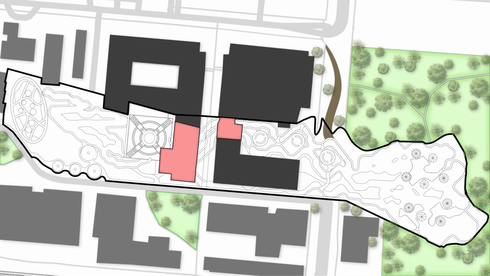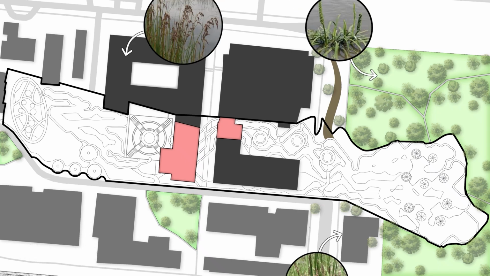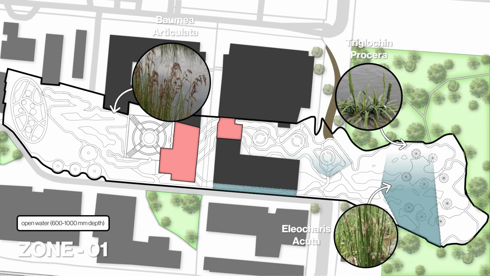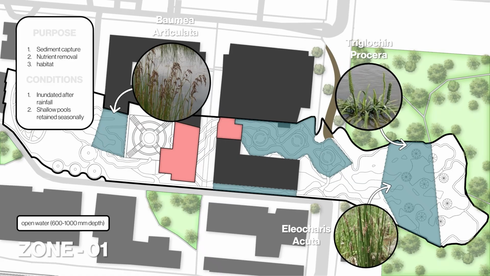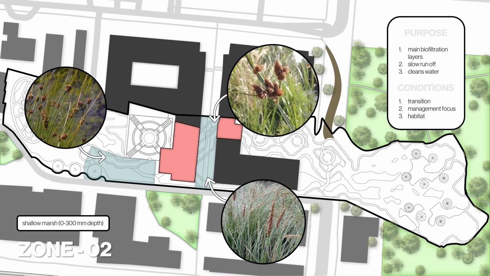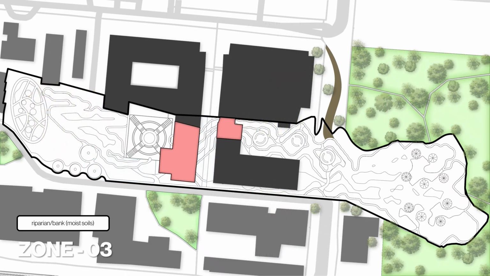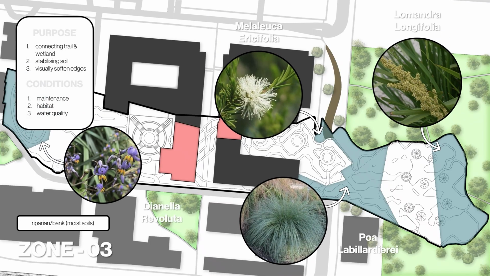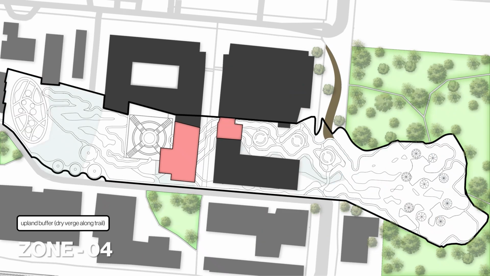Moving forward, we've created native plant zones into 4 different zones. Zone 1 being open water, forming the wetlands core and supporting aquatic life. Zone 2 being the shallow marsh, which is filtering runoff through native sedges and rushes. Zone 3 being riparian or bank zone, stabilizing edges and supporting biodiversity. And lastly, Zone 4 being the upper buffer zone, acting as a transitional layer that protects the wetland from urban runoff.